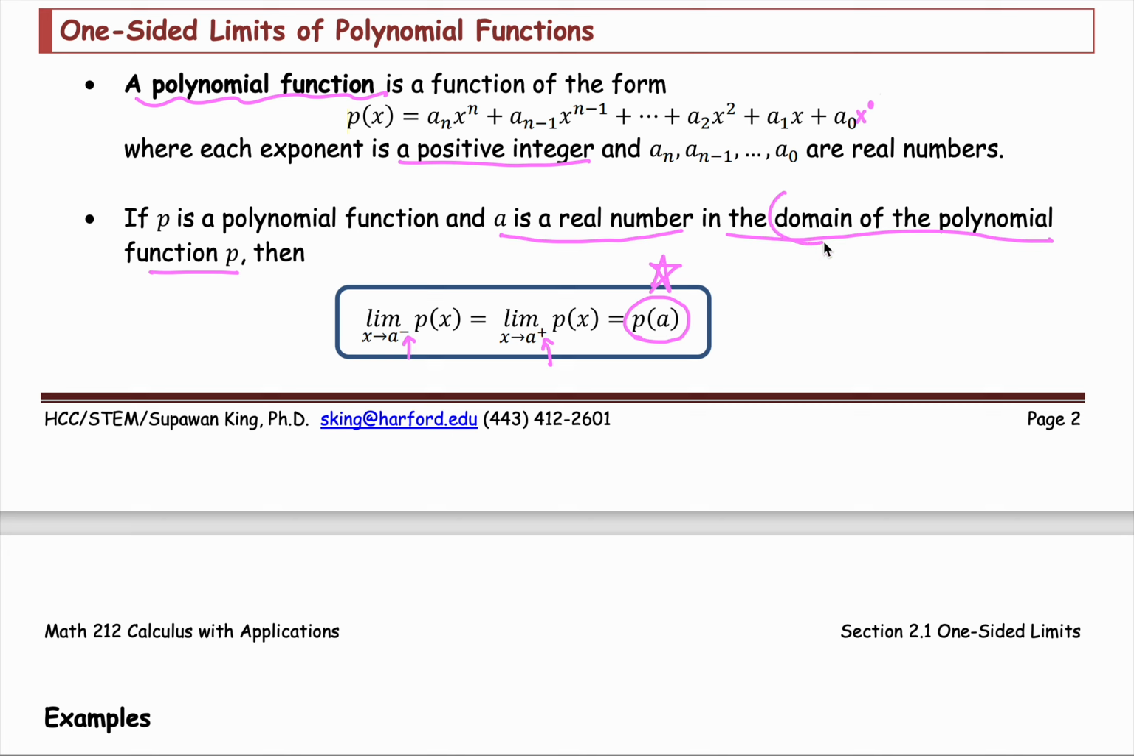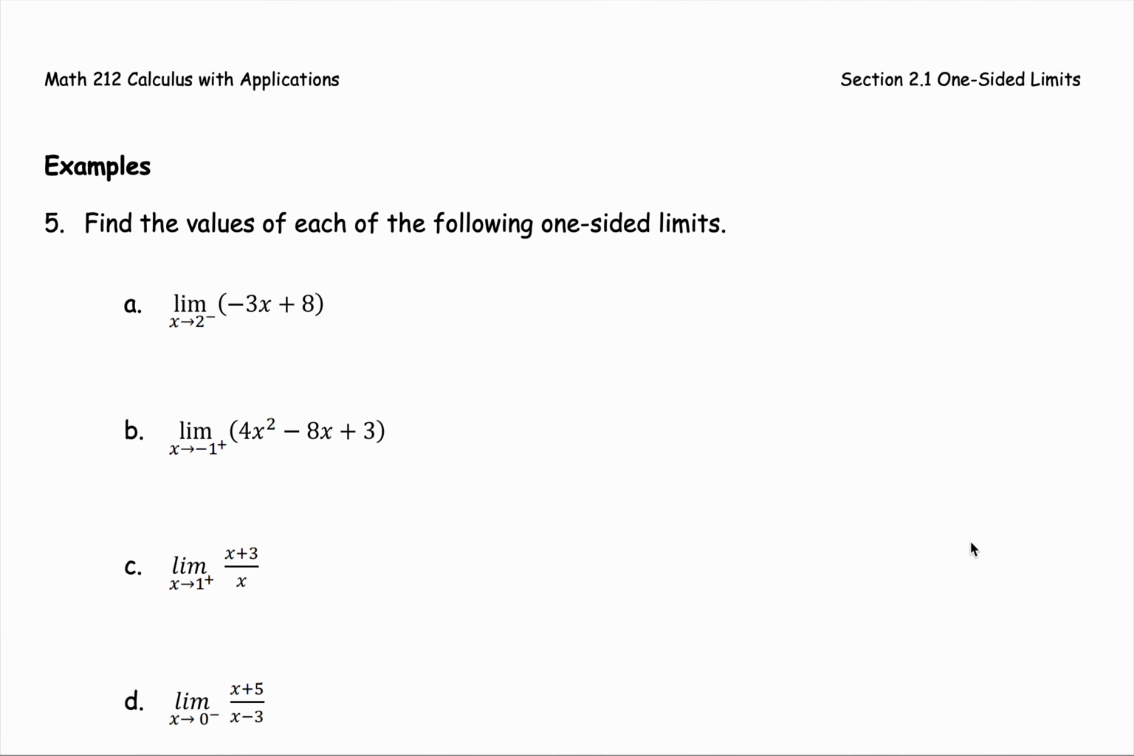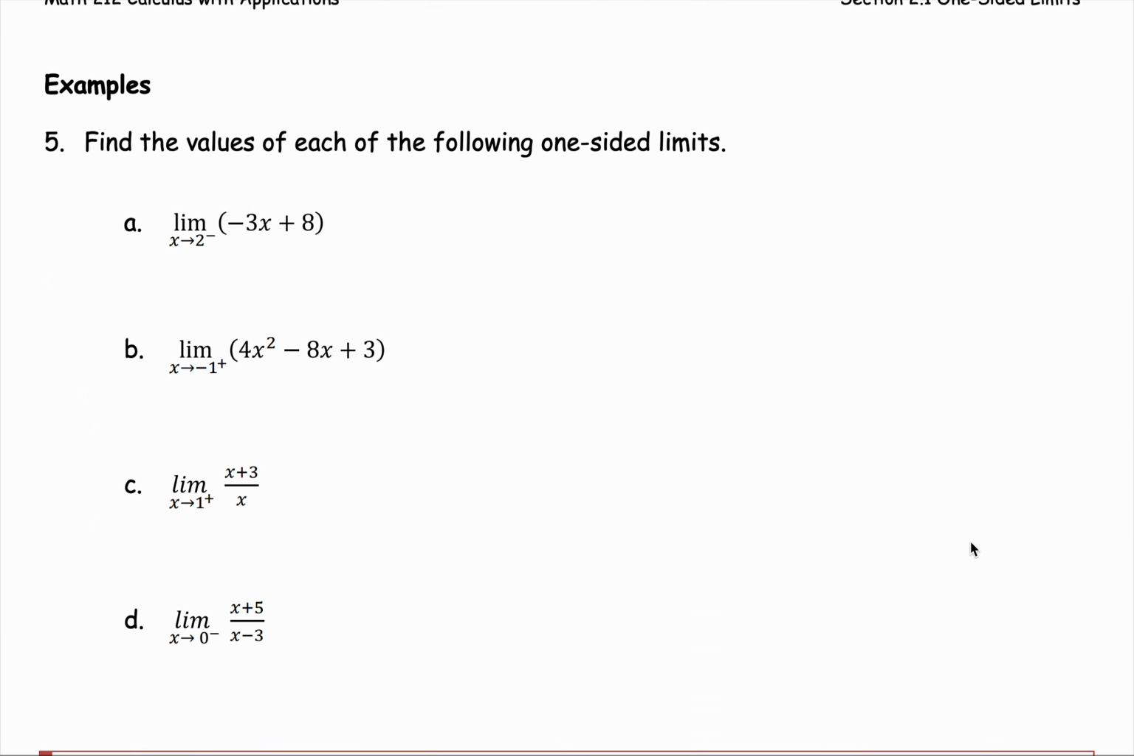Another key term that we're going to use later on: if a is in the domain, then the limit of the function as x approaches a is going to be the same as the function at the point a, but make sure a is in the domain of that function. So let's take a look at the example. We're going to find the value of the one-sided limits.